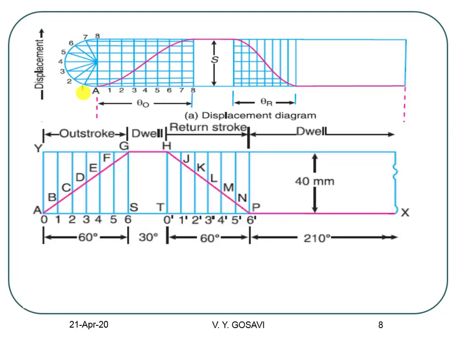In case of uniform velocity motion, distance traveled by the follower is the same for every time interval because the follower moves with the same speed. But in case of simple harmonic motion, distance traveled by the follower is different for every time interval because the follower velocity changes from instant to instant.